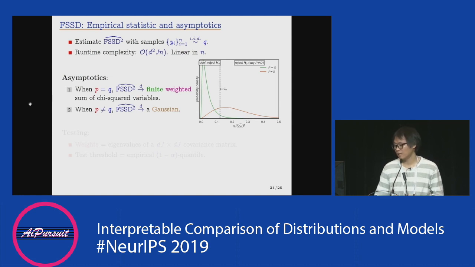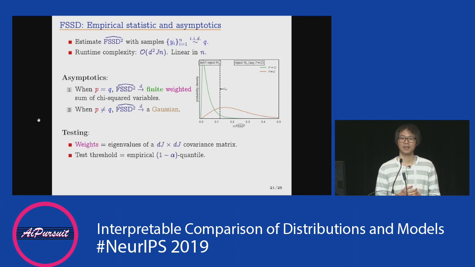And one difference, though, is that in the case of MMD, we cannot estimate the weights easily, and we rely on permutation. In this case, we have a finite sum, meaning that we have finitely many weights, and it turns out we can actually estimate the weights. The weights are given by eigenvalues of a dJ by dJ covariance matrix. Once we get the weights, we can simulate the null distribution, shown in green here, by repeatedly sampling from this distribution given by a weighted sum of chi-squared variables. We can get the histogram, and we can estimate the 1 minus alpha quantile to do the test.